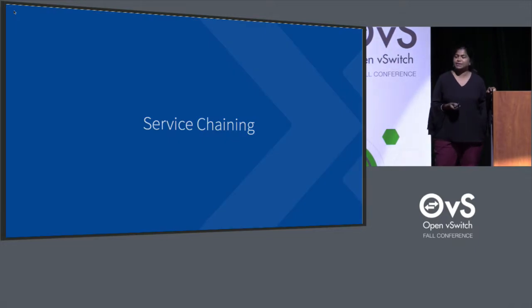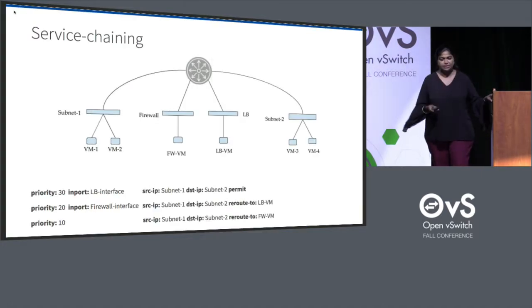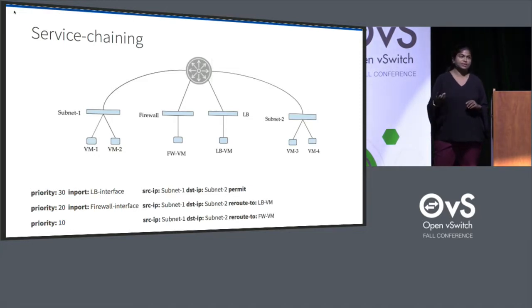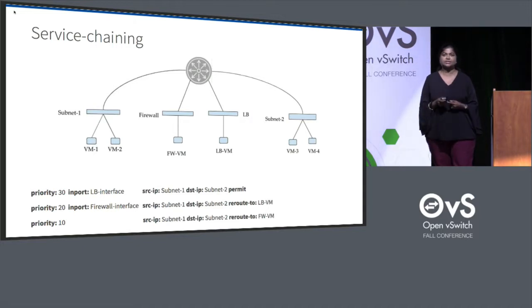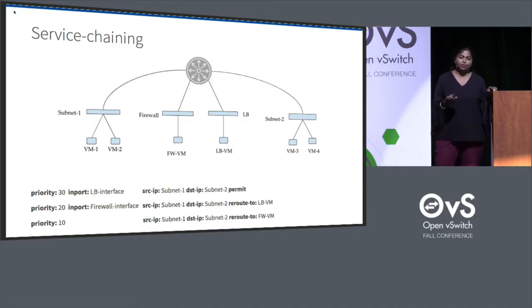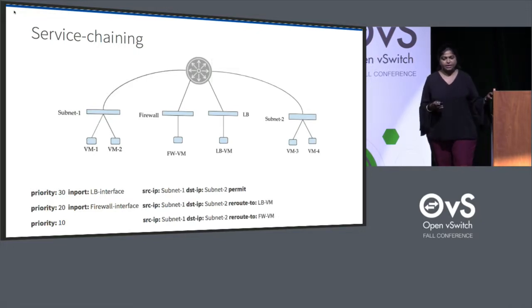Let's see how this implementation works for service chaining. Here I have a logical router and subnet 1 and subnet 2 again. There are 2 services now. There's a firewall service and a load balancer service, both on their respective logical switches. For the packet to go from VM1 to VM4 via the firewall and the load balancer VM, I have 3 policies now. Let's walk through these policies.